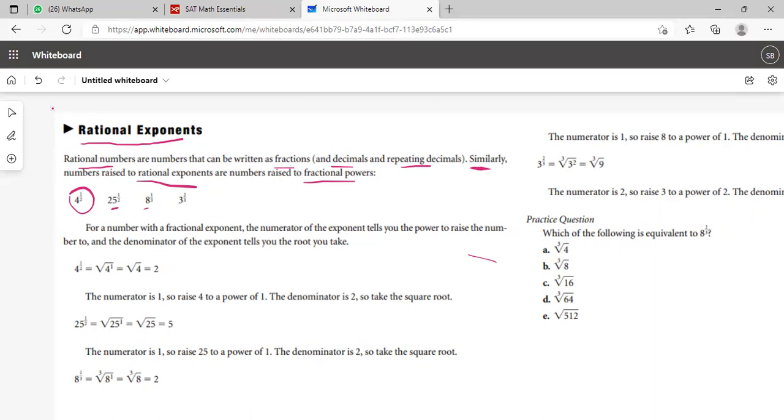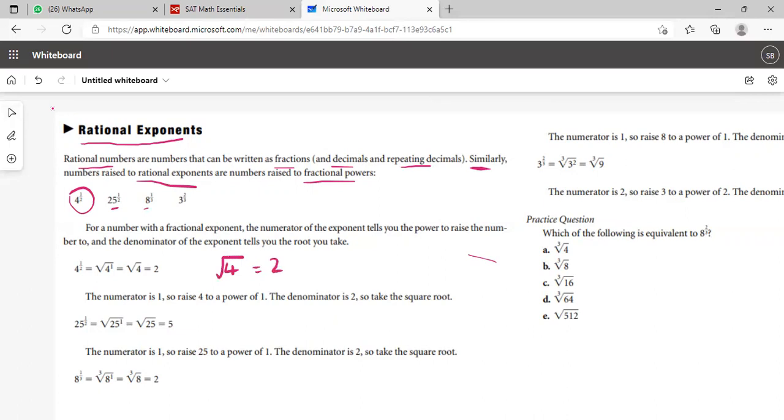For a number with a fractional exponent, the numerator of the exponent tells you the power to raise the number to, and the denominator of the exponent tells you the root you take. Okay, we have 4^(1/2), right? 4 is the base. This 1 is telling us that we only have this 4, so we write this 4 once only. We are not going to multiply it with another 4. And this 2 is basically telling us that this is going to be the square root. So this is the answer.